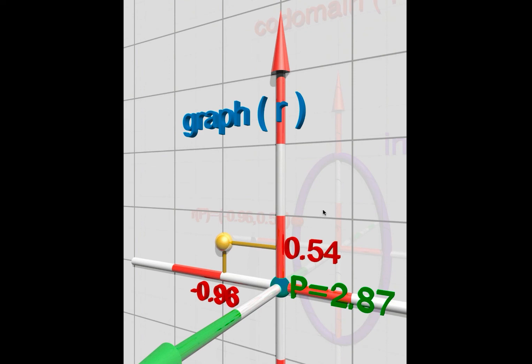So an alternative way of seeing this construction is the following. We assume to have a plane that is parallel to the codomain, but passing through the point P. In that Cartesian plane, we draw the point given by the coordinates of the image of P. So negative 0.96 and 0.54. This is going to be precisely the element in the graph associated to P through the map I.